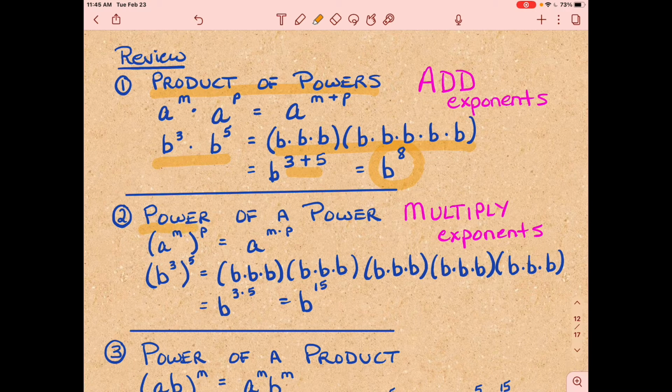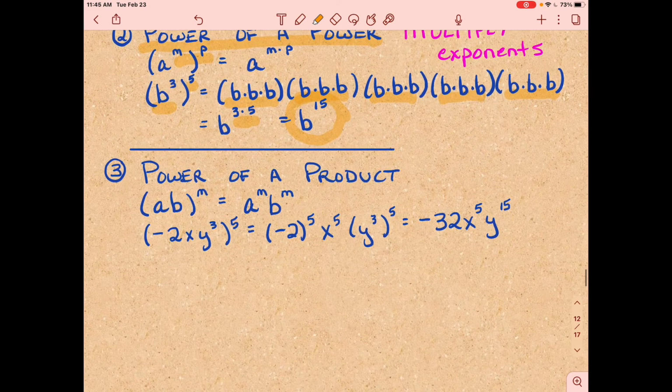We talked about power of a power when we have exponents on top of exponents. And when we have b to the third to the fifth power, we actually have b to the third happening 5 times. We get a lot of b's there, and we find out that we could multiply those numbers, 3 times 5, to total those up to be b to the 15th.